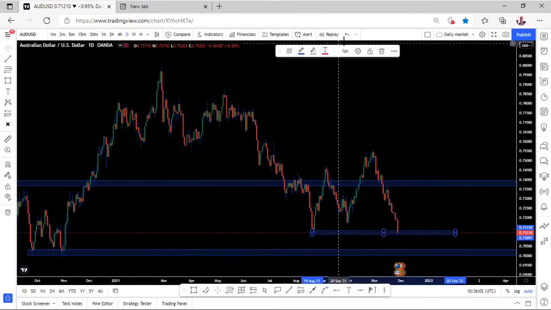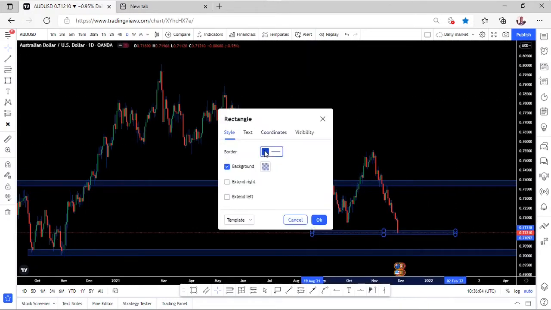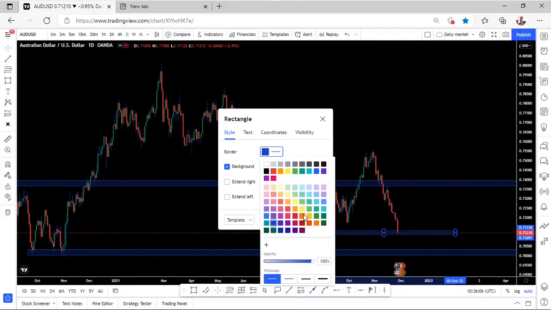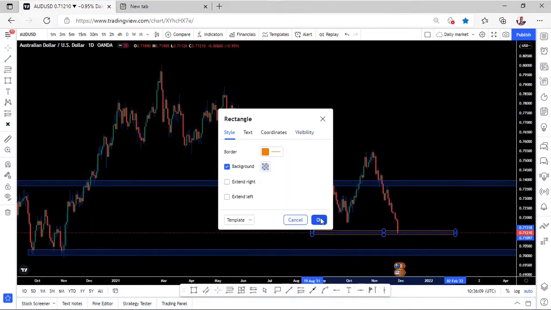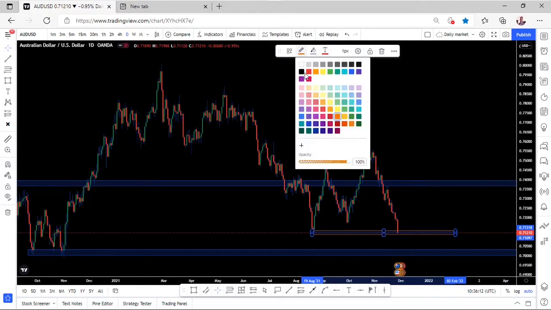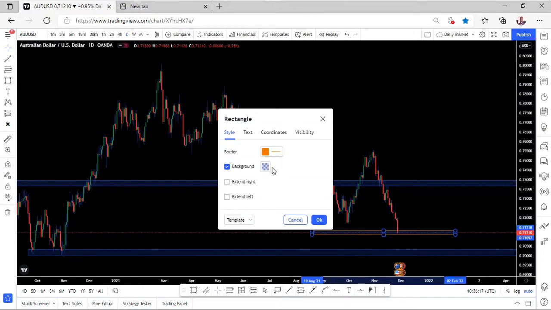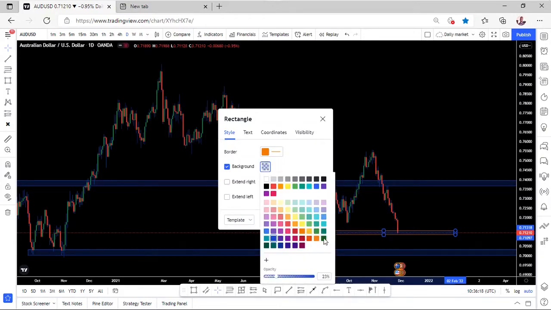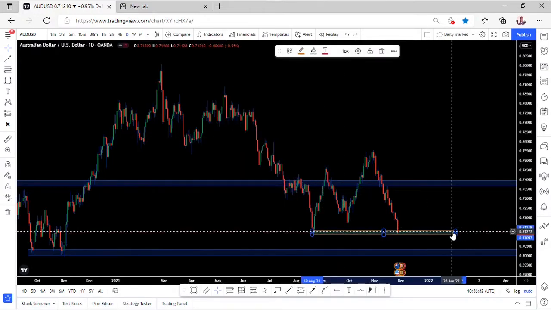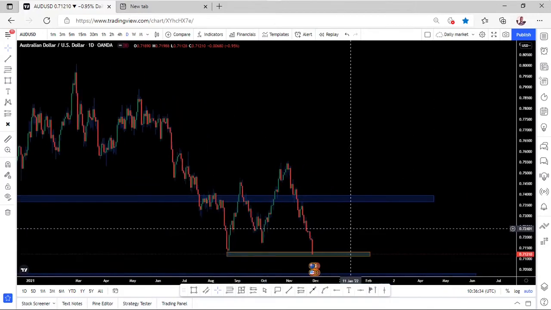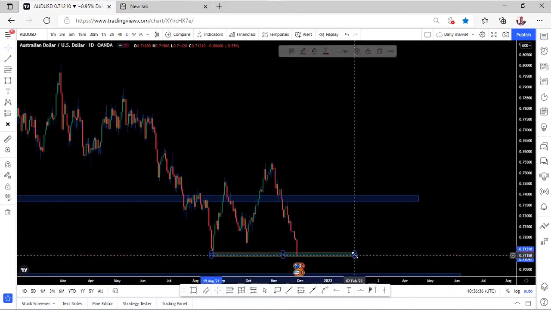So the daily time frame, you can mark it out with a different color. Let's just say we use green. That's too obvious. Yeah, I think I'll go with this. So this is my daily zone that has been plotted out.